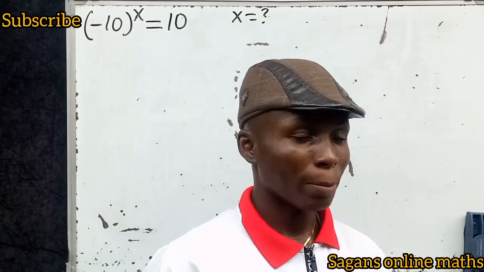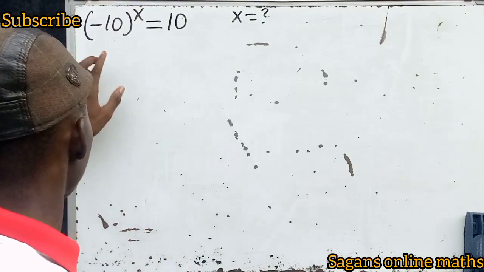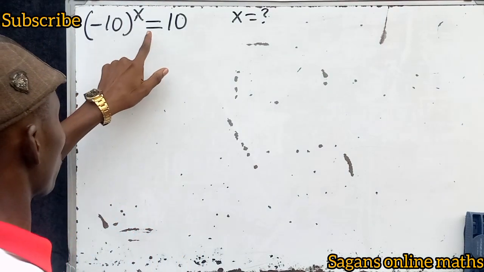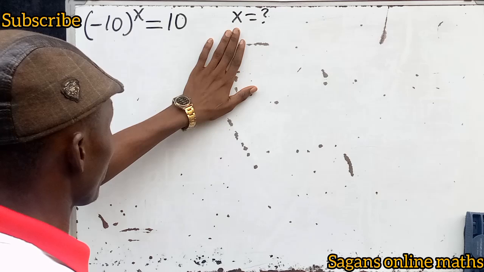Let's solve this question together. Now we are given (-10)^x = 10. We are asked to look for the value of x.